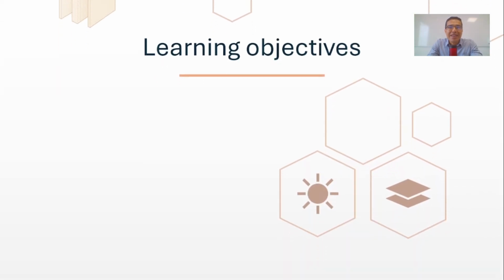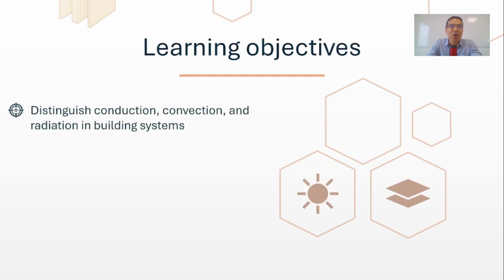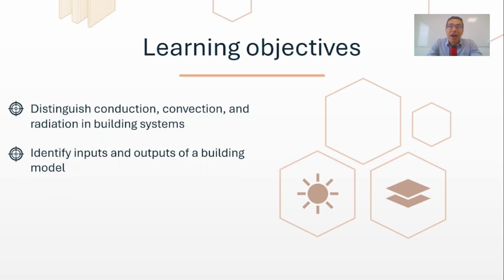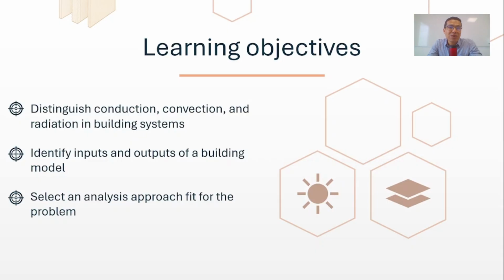By the end of this video, you will be a pro at spotting the three heat transfer modes in real building parts like walls, pipes, coils, and roofs. You'll also know what the inputs and outputs of a building model are. And finally, you will know when a simple steady-state approach is good enough and when you really need a more complex transient model, especially for things like sun-exposed walls that change throughout the day. The ultimate goal is for you to be able to confidently choose the right analysis for the job and explain why you made the choice.